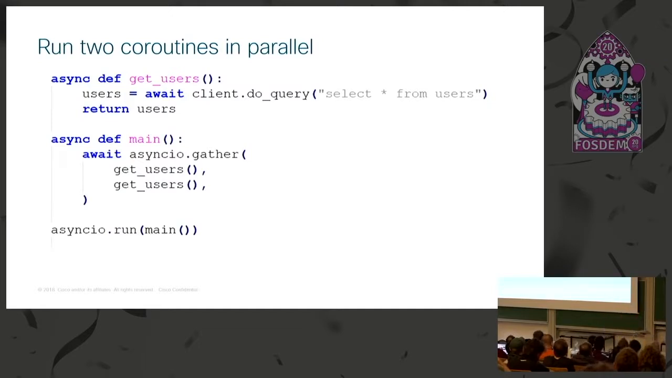Something else which is important to know is how to run coroutines in parallel, because that's the whole point of using async IO. You want to parallelize stuff. And one way of doing it is by using asyncio.gather. So asyncio.gather is a way to wait for the outcome of multiple coroutines at the same time. In this case, we spawn the getUsers coroutine twice, and when both are done, the execution of the main function will go on. So actually, you can think of asyncio.gather as a join in threads. You're joining multiple things together.